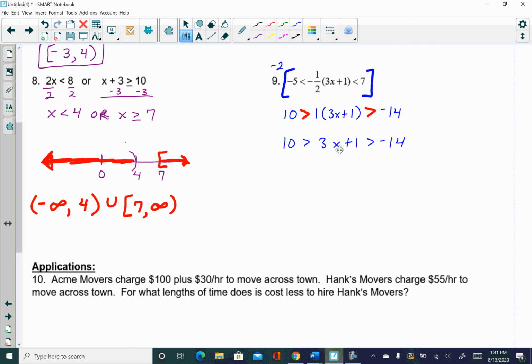A couple of steps. I want to get closer and closer to getting this x all by itself, so let's take 1 over, subtract 1. I'm doing it in the middle, left and right. So in the middle, it cancels out, leaves me with just 3x. So now 3x is between 10 minus 1, negative 14 minus 1, which gives me negative 15. Last step to get this x all by itself, divide by 3. So now x is between 3 and negative 5.